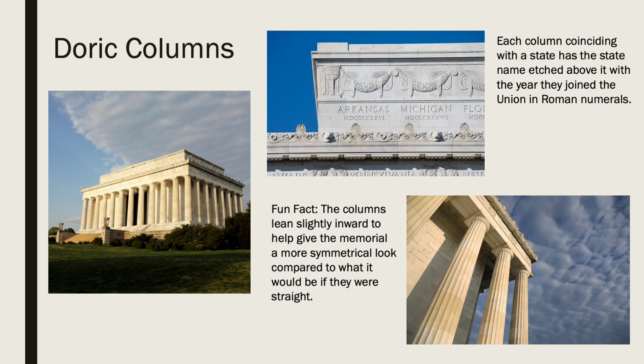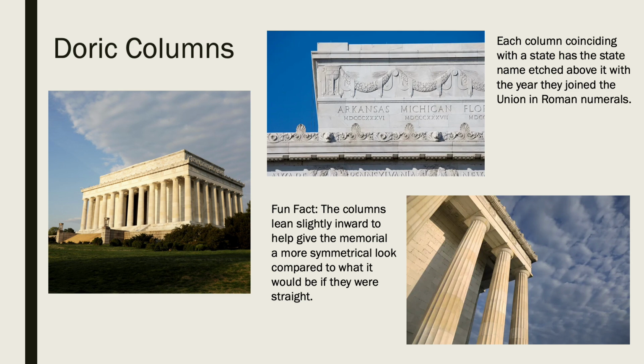The columns are a distinct feature of the monument that is a direct visual representation of what makes up the Union, as each state is symbolized throughout the columns as being a key piece to holding up the memorial, as also seen with the Union.